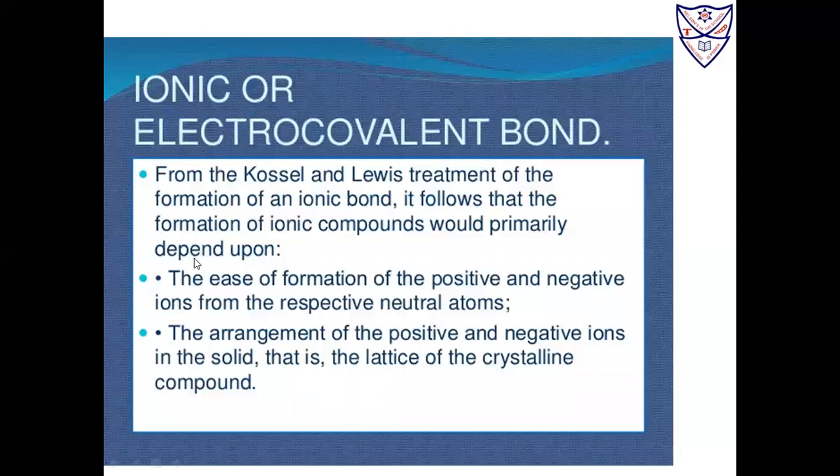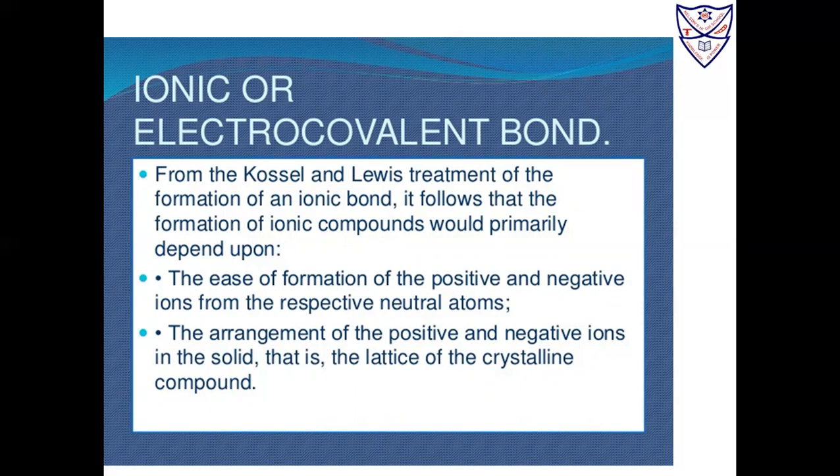Here is the ionic or electrovalent bond. From the Kossel and Lewis treatment of the formation of an ionic bond, it follows that the formation of an ionic compound would primarily depend upon the ease of formation of the positive and the negative ion from the respective neutral atoms, and the arrangement of the positive and the negative ions in the solid, that is the lattice of the crystalline compound. So here, what is the ionic bond or electrovalent bond?